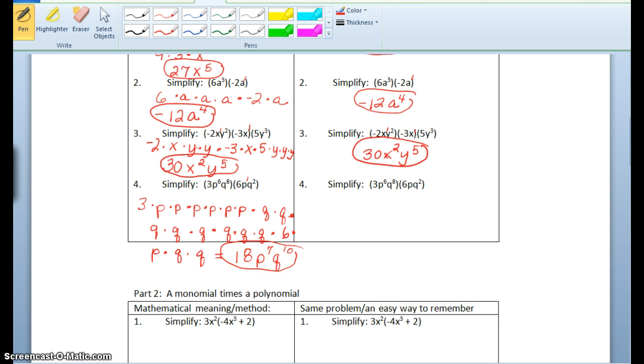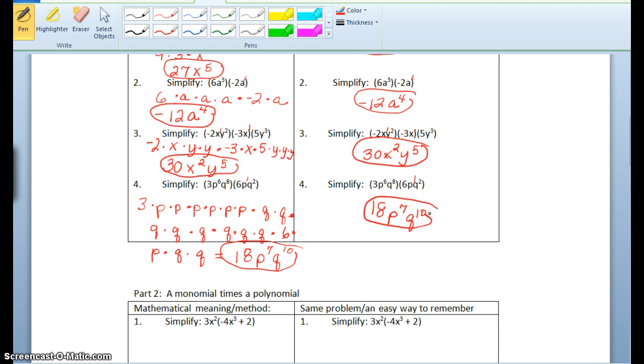Or, multiply the bigs: 3 times 6 is 18. Make sure all the variables have an exponent, so we put a 1 on this p. For p, 6 plus 1 is 7. For q, 8 plus 2 is 10.